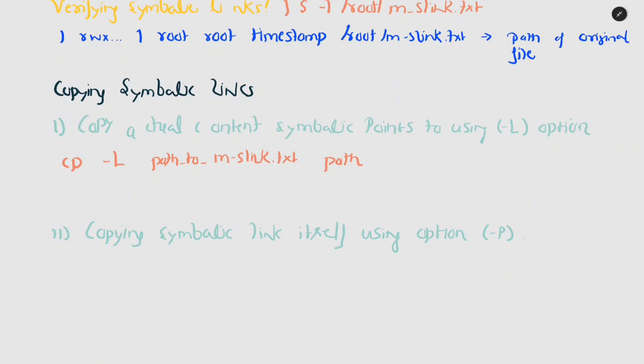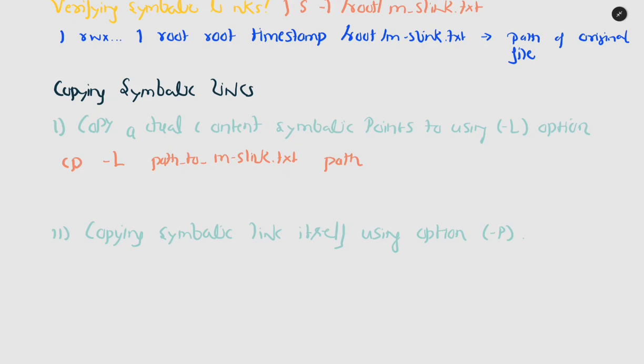So with this option called -l, cp will follow the symbolic link and copy the file or directory it points to, rather than copying the symbolic link itself. Now we will see copying the symbolic link itself. That is only the symbolic link, not the actual data.